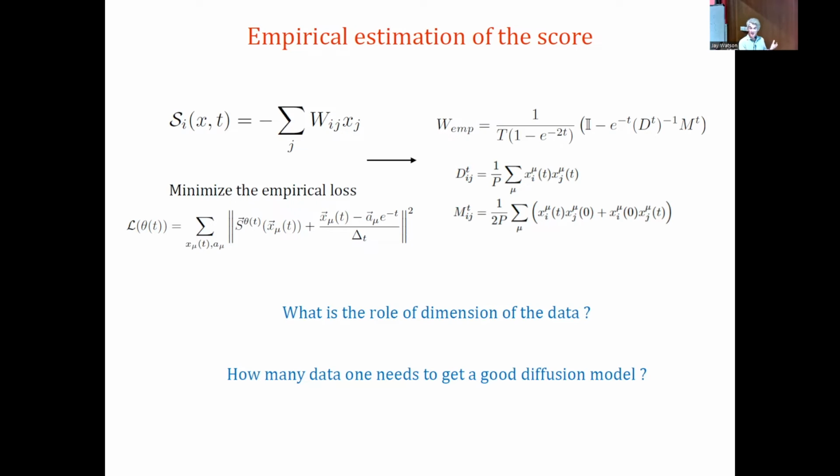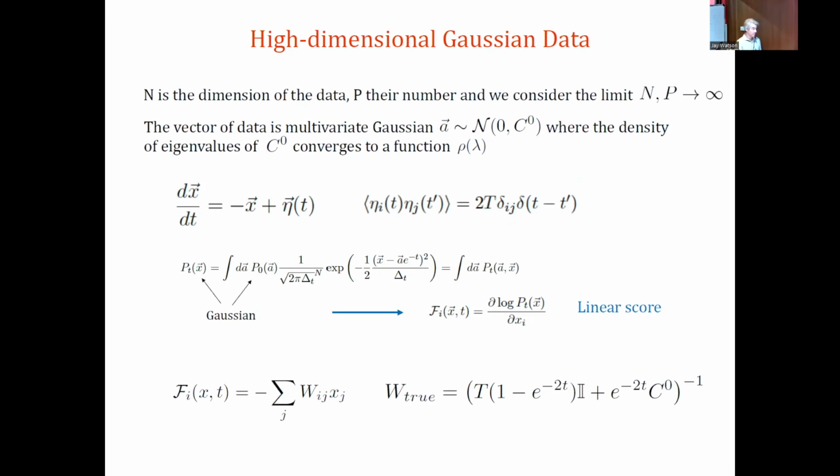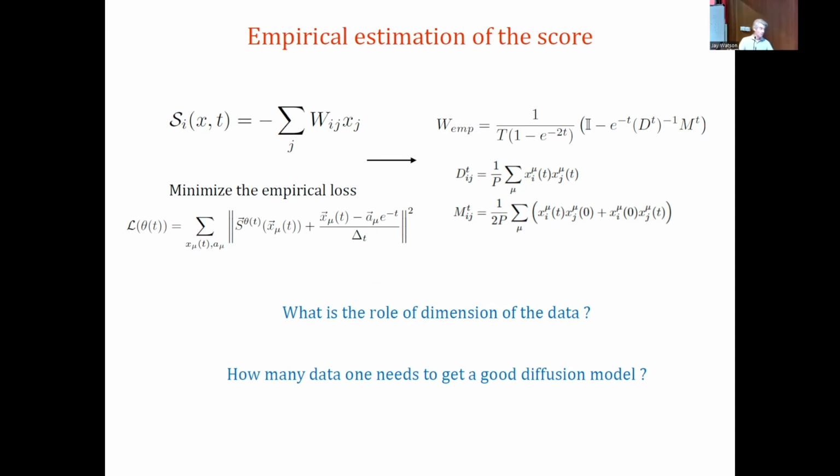Now, this is what you get empirically. This is actually a lucky case because you even know the exact score, so there is no problem of approximation class. Now the question is, if you are in high dimension, how much data do I need to get that this W is equal to the exact one? What is the role of the dimension, how much data does one need to get a good diffusion model? You can start to see how the dimension can play a role.